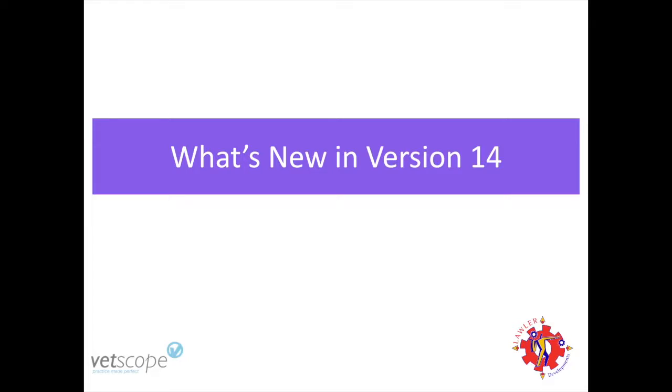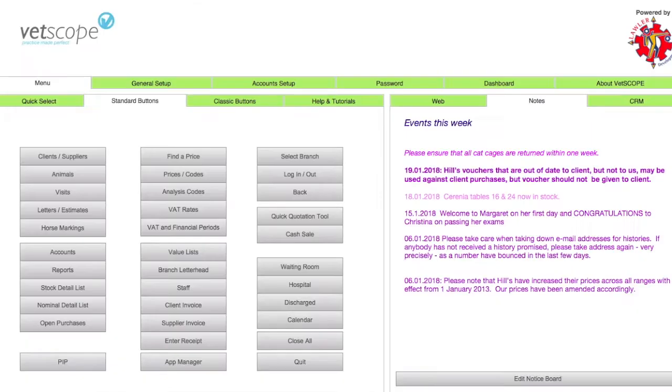Version 14 is currently the latest state of Vetscope. It has a different layout and a lot more functionality than the previous versions. These new functions will help you get more out of Vetscope in a quick and easy way. In this video, we will look at some of these new functions and how they are used.